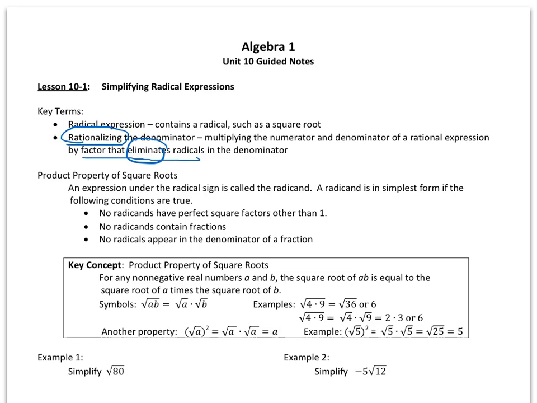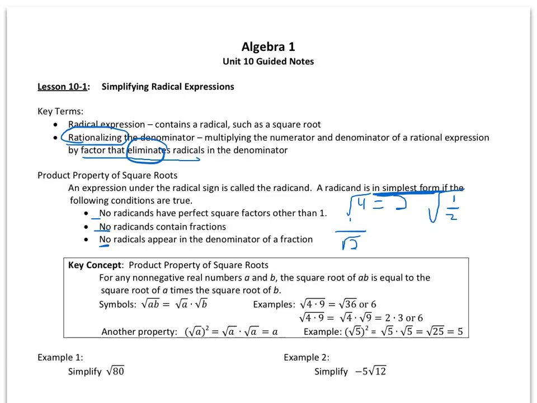The product property of square root states that an expression under the radical sign is called a radicand, and it is in simplest form if the following is true. No radicands have perfect squares inside it. In other words, square root of 4 is not simplified, because that indeed equals 2. No radicals contain fractions. You cannot have a square root of 1/2. That is unacceptable. And no radicals appear in the denominator of a fraction. For example, 1 over root 2 is also considered inappropriate.